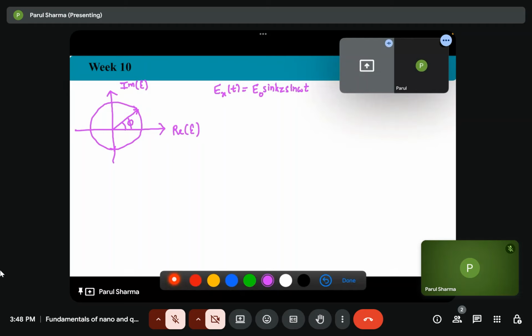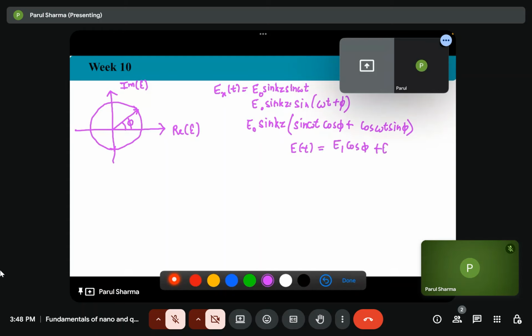And with a generalized phase, omega t plus phi, using the formula of sin(a plus b) equals sin a cos b plus cos a sin b, we can write it, separating it into two parts, as E1 cos phi plus E2 sin phi. We can generally write E naught out of it.